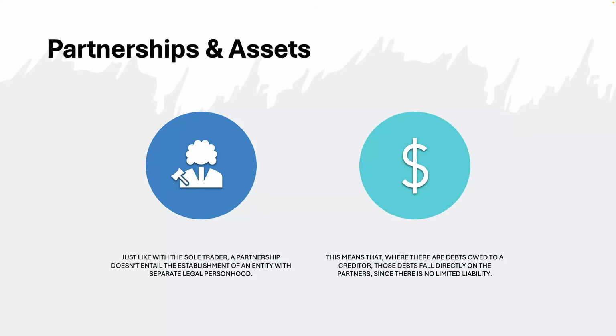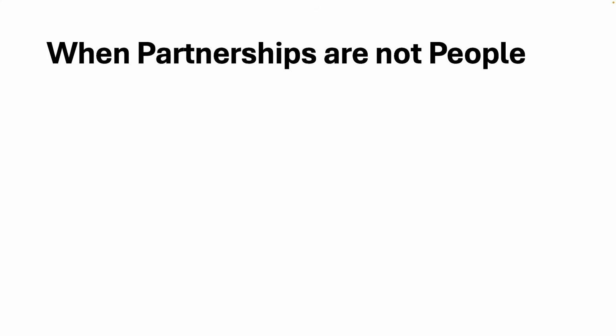The partnership is just the people who are running that business. And so this means that where there are debts owed to a creditor, or where there are assets that are owned by the people who run the business, those debts or those assets will be completely within the ownership of the people who run the business. And so when thinking about debts themselves, the debts will fall directly on the partners, since there's no limited liability, just like they would fall directly on an individual person who is running and operating as a sole trader.